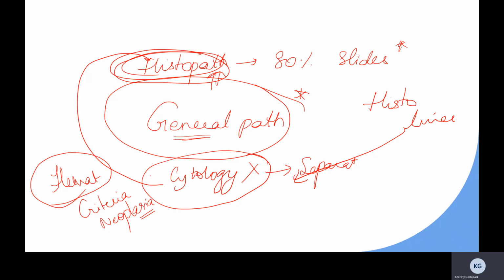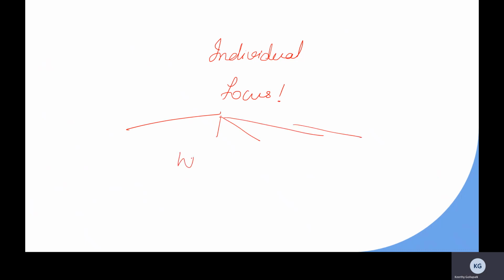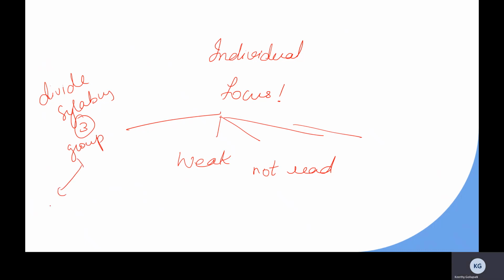So how are you going to decide what to read when? First, it's individualized because you have to focus on your weak points. You have to identify among all these papers which you are weak in, which you have not read. Now you have to divide your entire syllabus into 3 groups. One, which you have read and you are confident about, like if I ask you about that particular topic, you know you're going to answer it. That comes in your group 1.